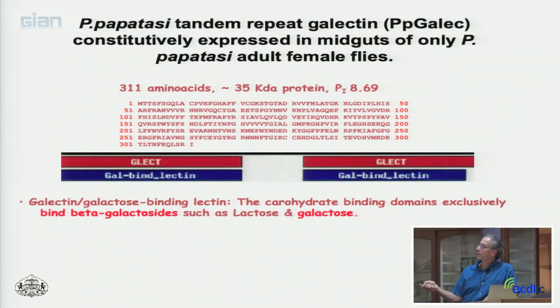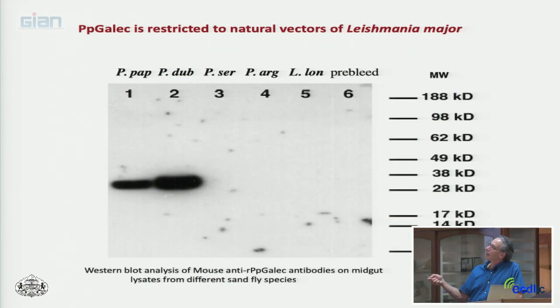So galectins are galactose binding molecules, and the carbohydrate binding domains exclusively bind beta-galactosides such as lactose and galactose. So this structure, again, it was a tandem repeat galectin. This is a linker unit in this tandem repeat. And again, a high homology with mammalian tandem repeat galectins.